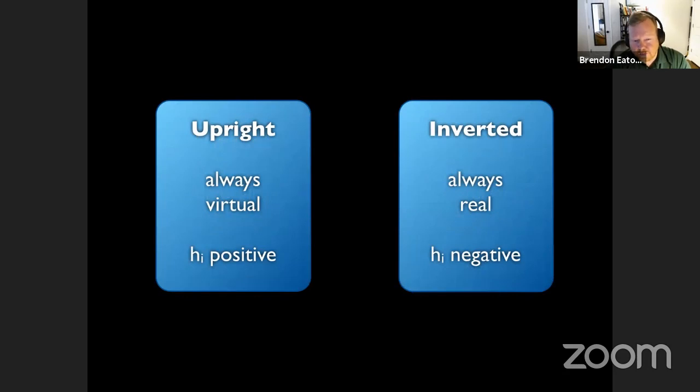So the second descriptor, or actually third descriptor in this case, that we like to use is talking about whether or not the image is going to be upright or inverted. Upright images are always virtual, and the height of the image is going to be positive, because that kind of makes sense. If we're talking about that principal axis and the object is standing on top of the principal axis, that height's going to be positive. Now, when we have inverted images, those are always going to be real. And if we're going underneath that principal axis, that's usually a negative distance on a graph. So our height is going to be negative.